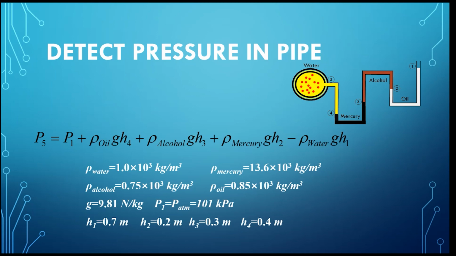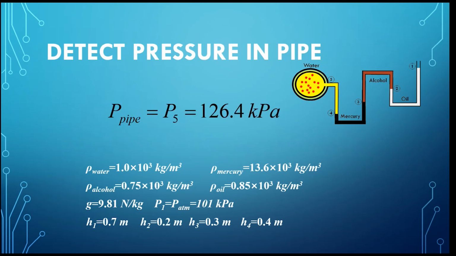Putting these together, we shall have P5 equals 126.4 kilopascal, which is just the absolute pressure inside the water pipeline. For another easier to understand method, please turn to the next video.